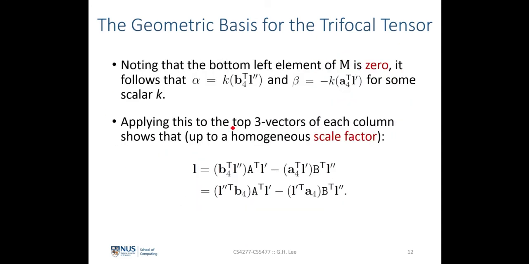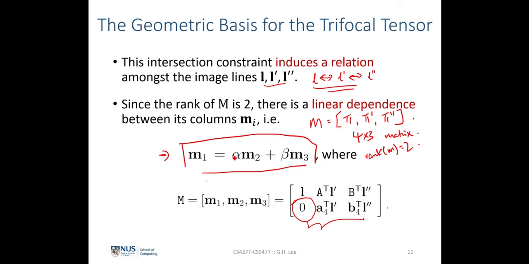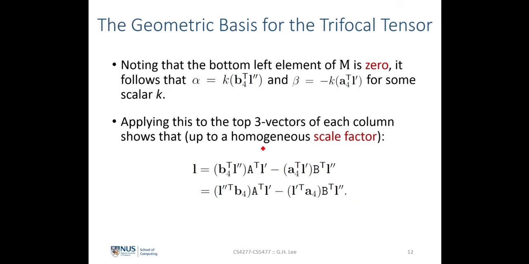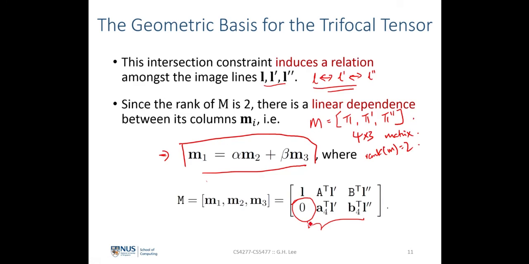as well as the relation that we have earlier on, which is M1 equals alpha M2 plus beta M3. Let's rewrite this relation. So M1 equals alpha M2 plus beta M3. We can make use of the fact that this second row, first column is always 0. We know that the first column here is M1, the second column is M2, and the third column is M3.